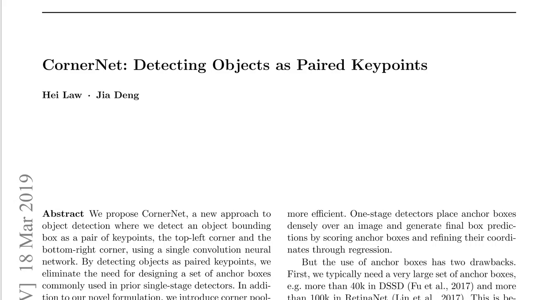Hello there. Today we're looking at CornerNet: Detecting Objects as Paired Keypoints by Hei Law and Jia Deng. So on a high level, this paper detects objects in images.